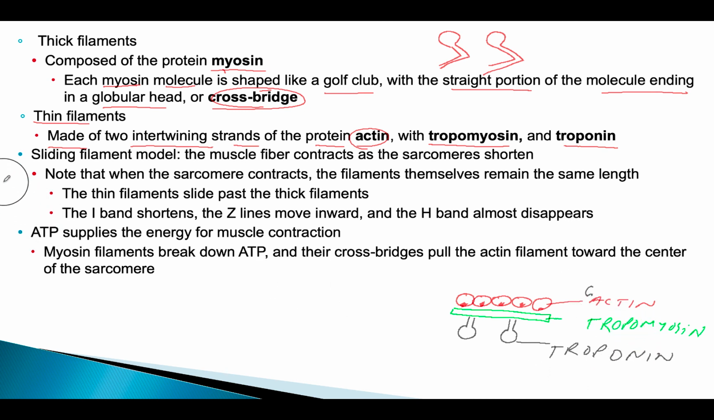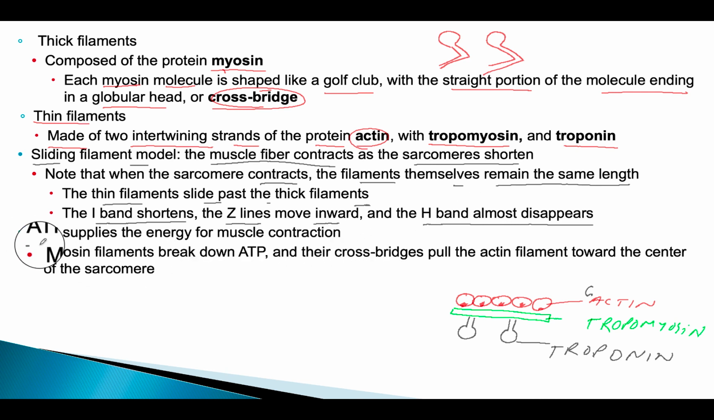So continuing over here, sliding filament model. The muscle fiber contracts as the sarcomere shortens. We will see how this is in the next slide. Note, when the sarcomere contracts, the filaments themselves remain the same length. Again, I'll emphasize this in a bit. Only the thin filament slides past the thick filament. The I band therefore will shorten. The Z lines move inward. The H band will almost disappear. Again, we'll see this in the next slide.